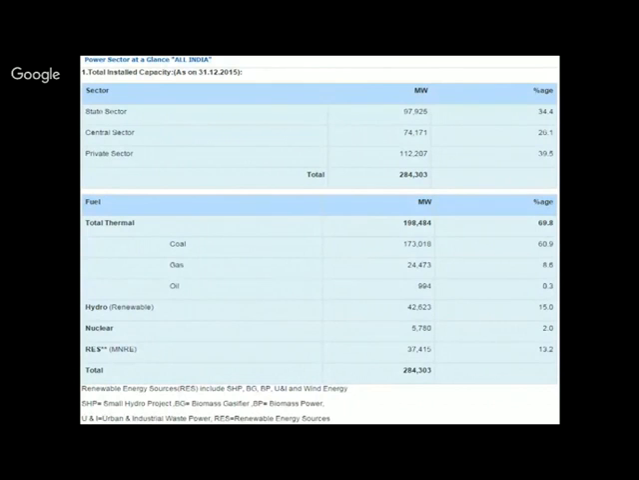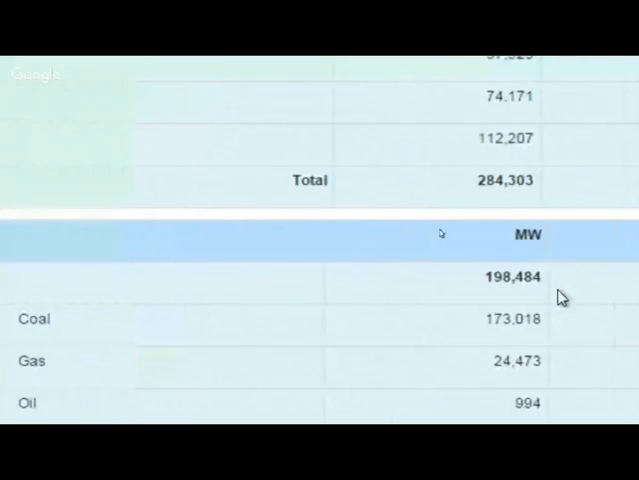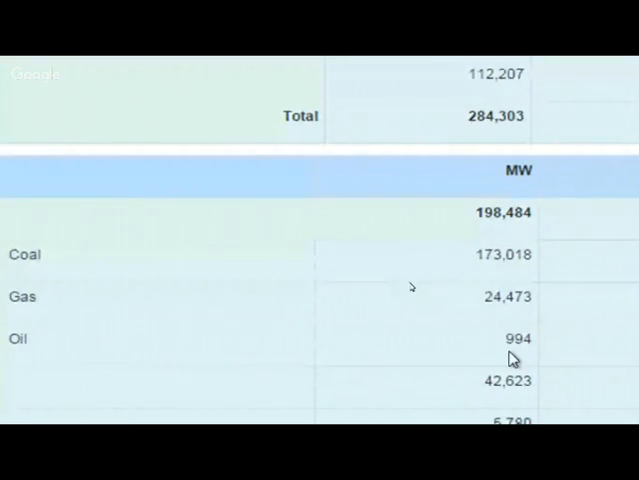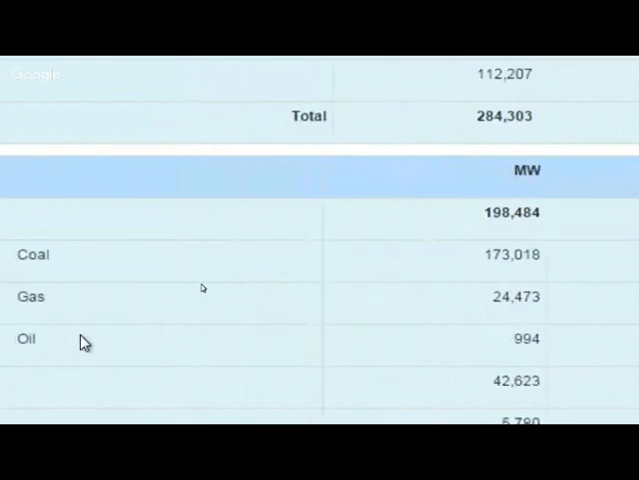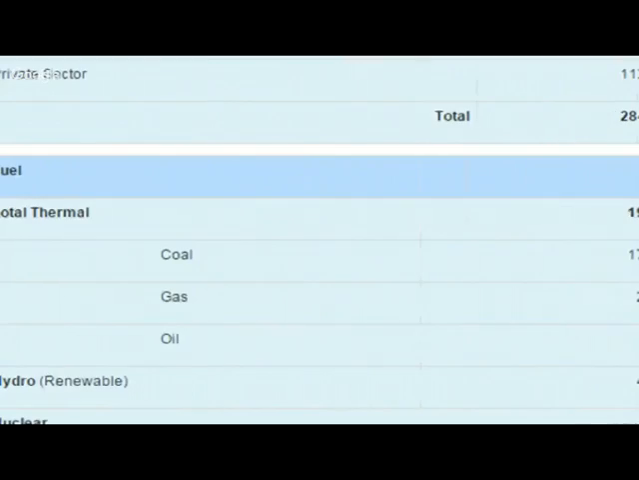And the contribution by different fuels: if you take thermal, it is around 1,98,484 megawatts, out of which coal is 1,73,018 megawatts, gas is 24,473 megawatts, and oil is 994 megawatts. This is the total thermal capacity.